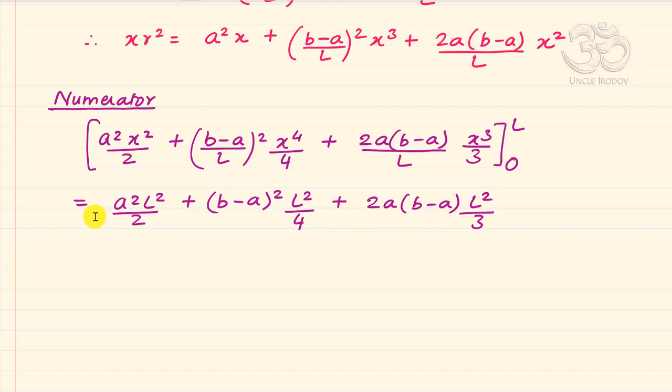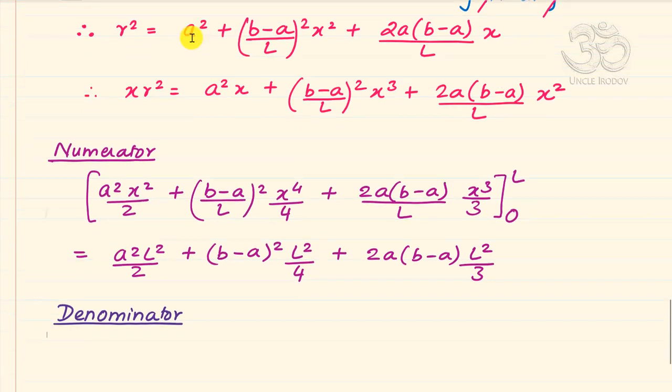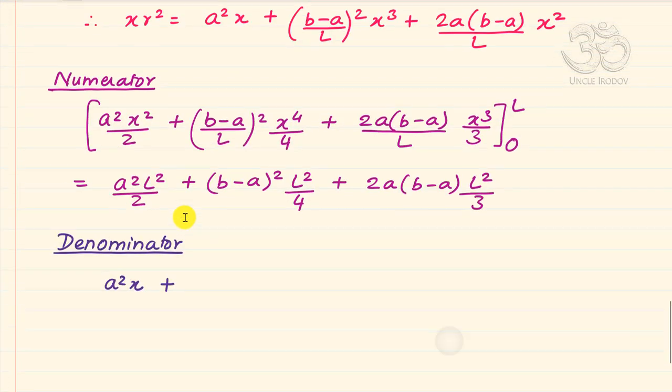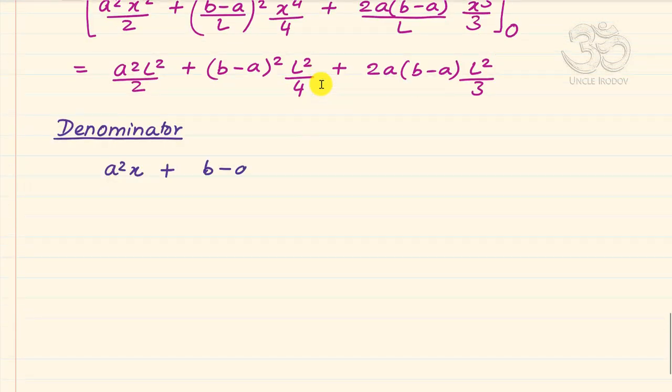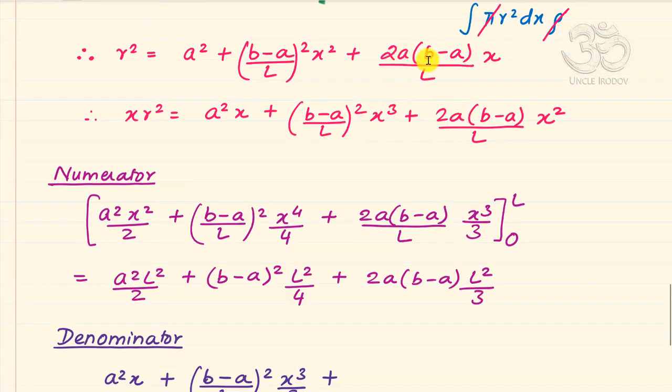And what about the denominator? The calculation for the denominator is also very simple. Denominator will be simply integral of r square dx. So here I have got r square dx. When I integrate this, I'm going to get a square x from the first term, plus the second term will give me b minus a by L whole square into x cube by 3, plus the third term is going to give me 2a into b minus a by L into x square by 2. So maybe I can throw away that 2 part.